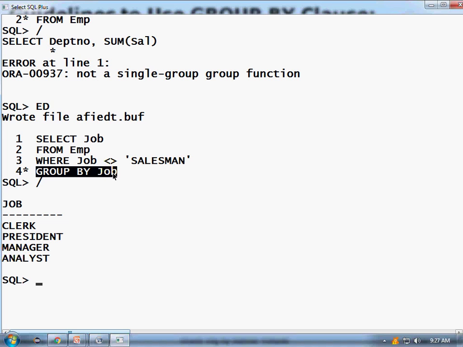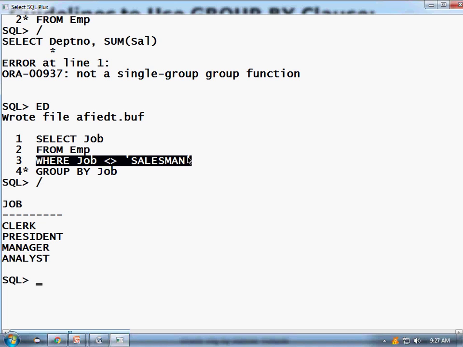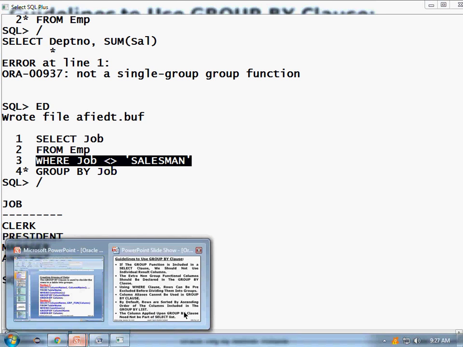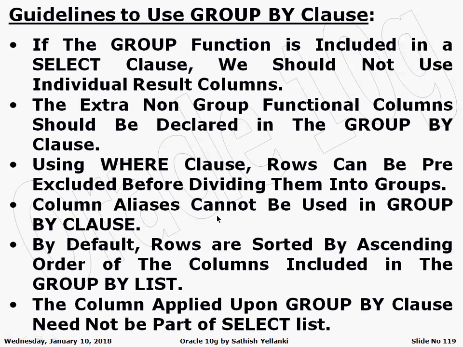So before your group by operation can take place, you can always specify what particular data you want to exclude or include before it participates in the groups. So along with the group by clause, where clause can be implemented, but remember, only before the group by clause the where clause has to be declared. You cannot declare the where clause after the group by clause. That position cannot be changed. Group by clause can work only on column names. Group by clause cannot work on aliases.